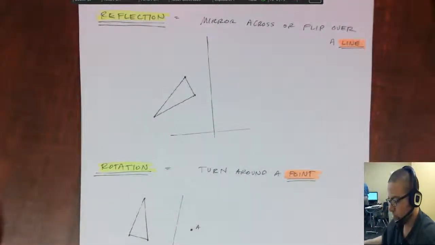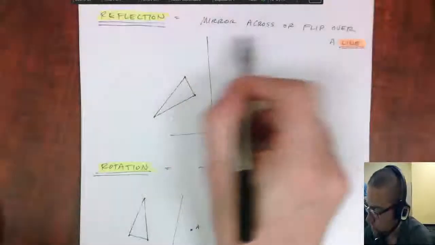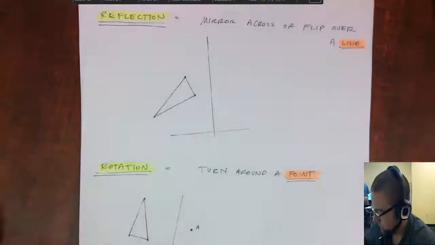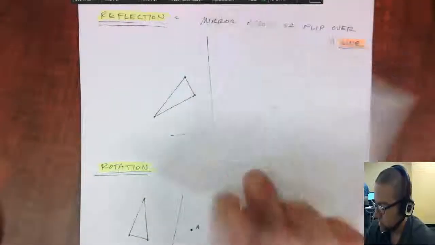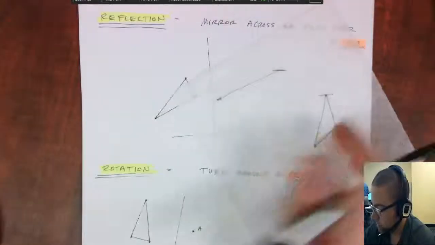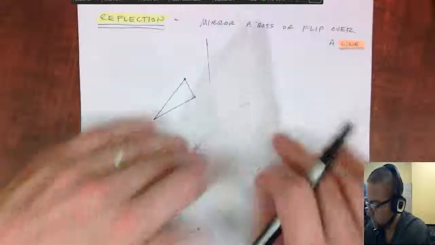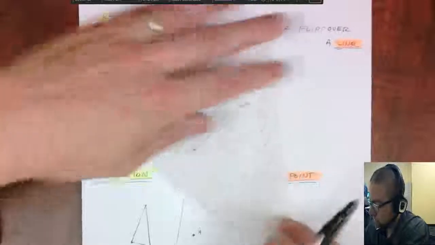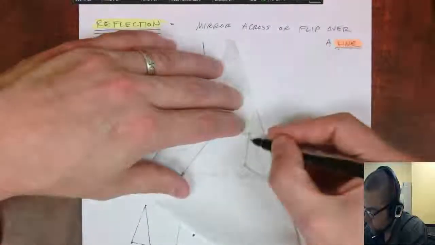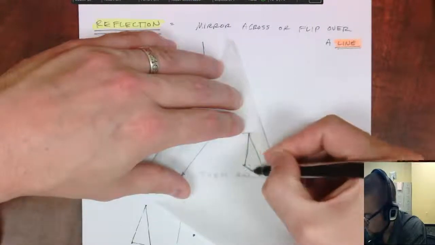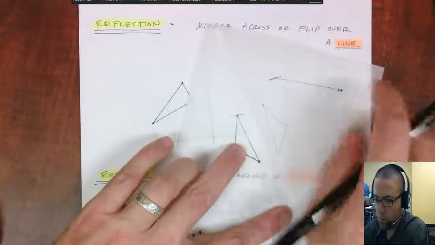Okay, up next we have reflection. A reflection is to mirror across or flip over a line. So if I were to mirror this shape that I made before, I could flip it over a line, or mirror, right? If I fold the paper and put this shape here, you could see that this shape is now mirrored.